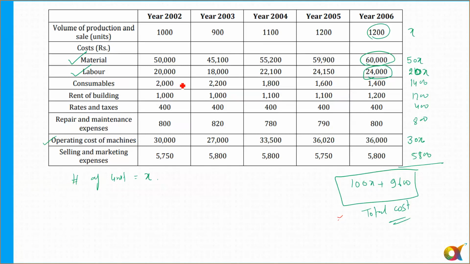Consumables here, for 1000 units it is 2000. So for 900 units it is 2200, so this is increasing. For 1100 units it is 1800, now it is decreasing. So what is the proportionality constant? Can you tell me? But the question is given that any cost which is varying has to be directly proportional. There is nothing called inverse here.